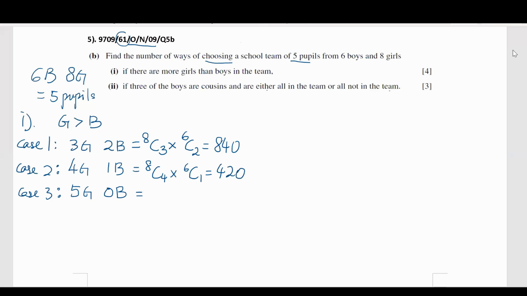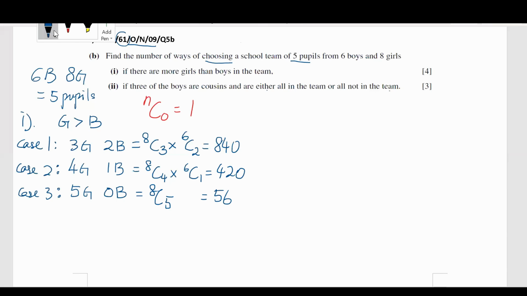For case 3, we have 8 different girls, simply choose 5 girls, and 6 boys, choose 0 boys. So that is 1, so I do not write it down. I just have to calculate the number of ways of 8C5, which is 56. Again, this is a reminder that anything C0, the number of ways will be equal to 1. All right.